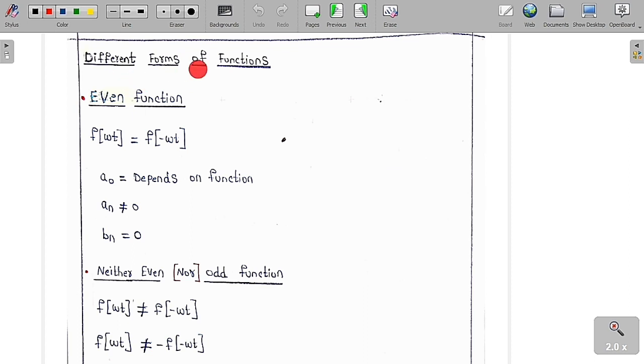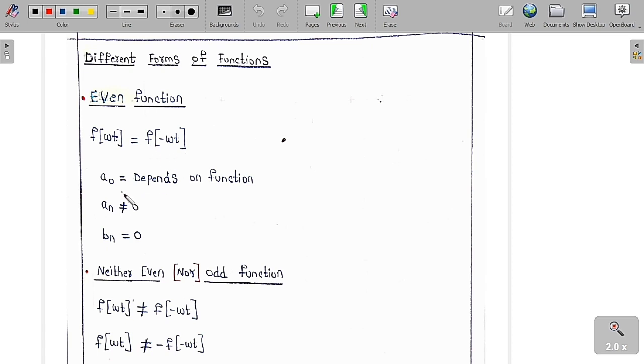So now we are going to see the different forms of functions so that we can easily calculate these Fourier series coefficients. So when a function is even, what is going to happen? f of theta is equal to f of minus theta. It is symmetric with respect to the y-axis.